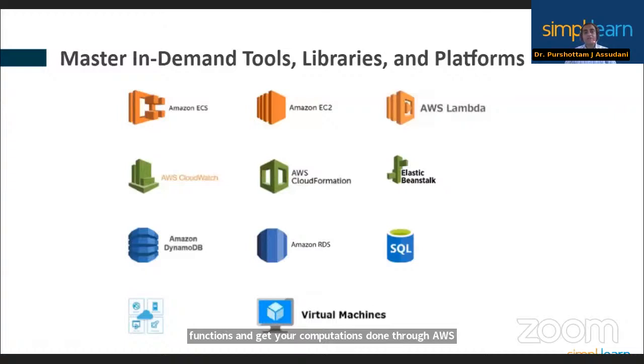Okay, then you have a monitoring service called AWS CloudWatch that can monitor your different resources. Let's say, for example, what is the CPU utilization, what is the disk utilization of a virtual machine, and so on. Then CloudFormation is infrastructure as code, wherein you can create your resources by specifying them in the form of code.